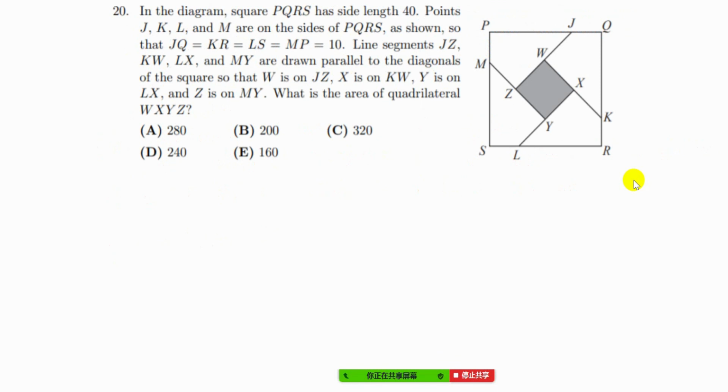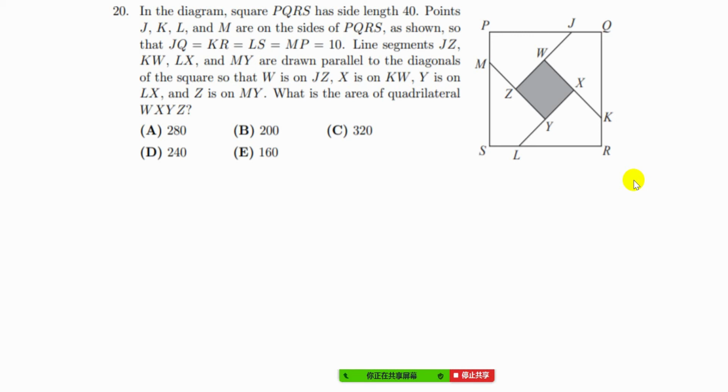Number 20. In the diagram, square PQRS has side length 40. Points J, K, L, and M are on the sides of PQRS as shown, so that JQ equals KR equals LS equals MP equals 10. Line segments JZ, KW, LX, and MY are drawn parallel to the diagonals of the square, so that W is on JZ, X is on KW, Y is on LX, and Z is on MY. What is the area of quadrilateral WXYZ?